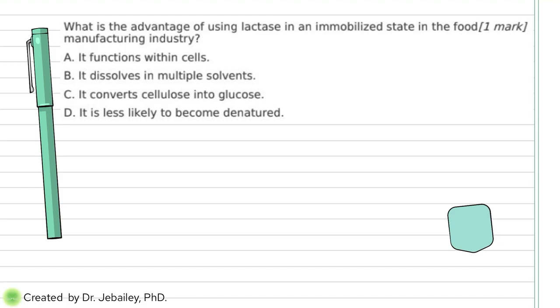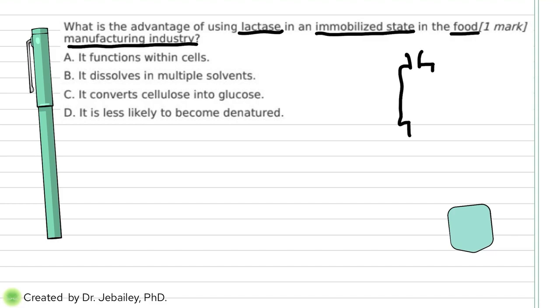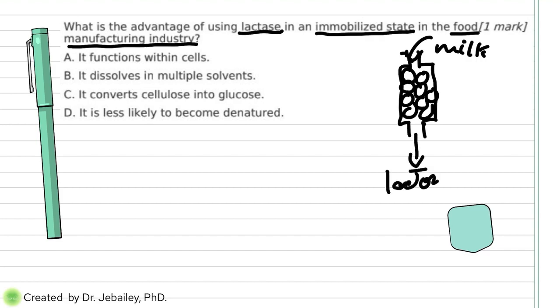Here it says, what is the advantage of using lactase, right, which is an enzyme, in an immobilized state in the food manufacturing industry? So it goes back to that little flask that I told you about where you put all those beads, and inside those beads they have the enzyme lactase, right? And then the milk is going in here, and in the end, what's coming out here? It's coming out lactose-free milk.